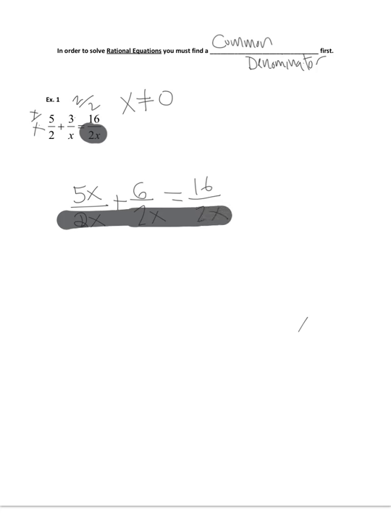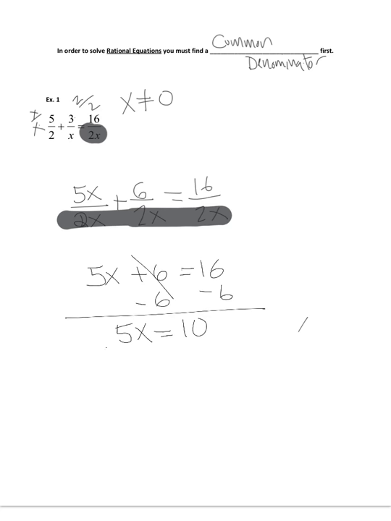Now that I have a common denominator of 2x, I can solve the equation that is simply on the numerator, which is 5x plus 6 equals 16. Well, let's solve for x using our algebra skills. To solve for x, I need to subtract 6 from both sides, and you get 5x equals 10. I need to solve for x, so I need to divide both sides by 5, and you get x equals 2.